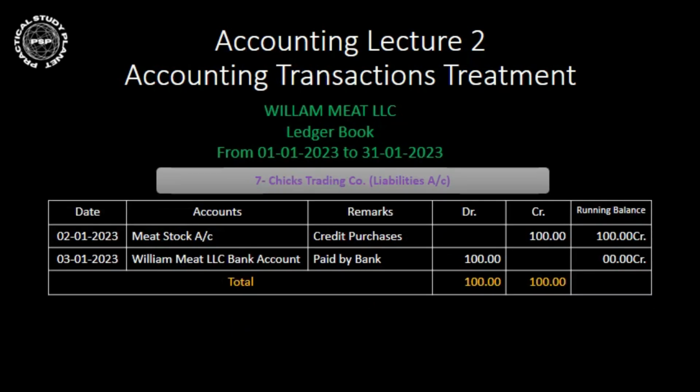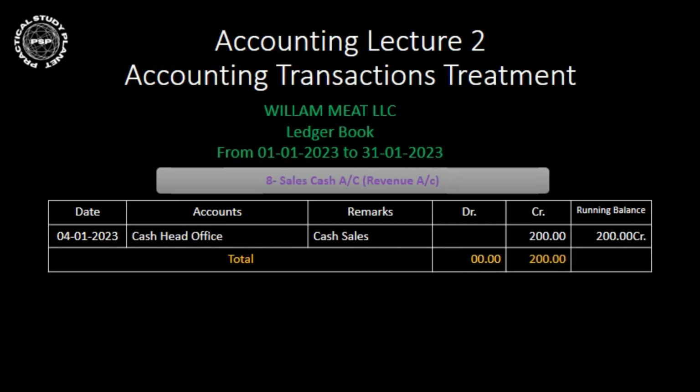So the total value of the stock is 500. Chicks Trading Company LLC. First we met on credit 100 credit purchase. After that we paid by bank, so the balance is 0, because the liability was generated at the start when we had not paid. After that when we paid from the William account, our bank account, the balance is 0. So no receivable, no payable to Chicks Trading Company LLC now. This account is already closed now.